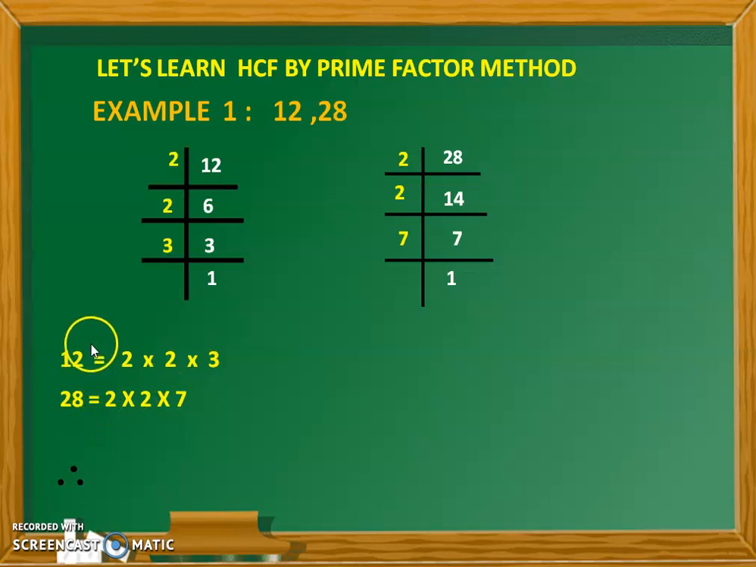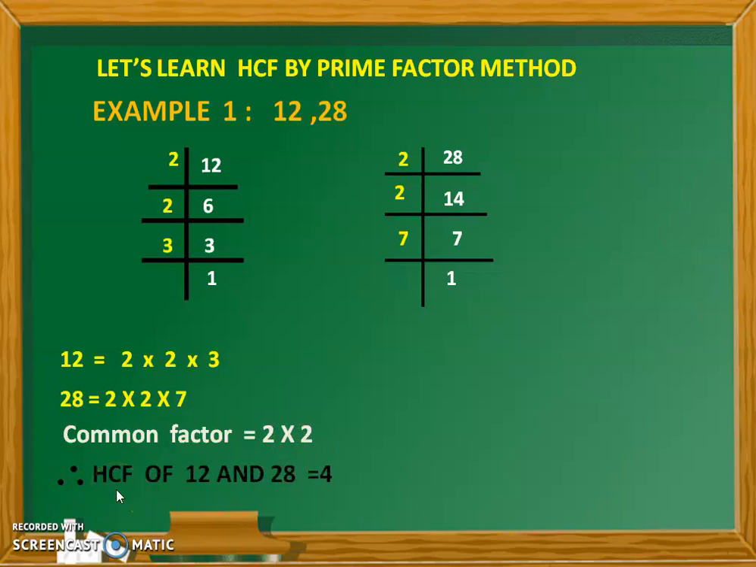Now, what is the next step? We are going to check what are the common factors among these two. Now here, what is common? We are getting 2 multiplied by 2, which means we are getting 2 twice. So the common factor of 12 and 28 is 2 multiplied by 2. Therefore, what will be the HCF? HCF of 12 and 28 is equal to 2 multiplied by 2, which is 4. So the HCF of 12 and 28 is 4.